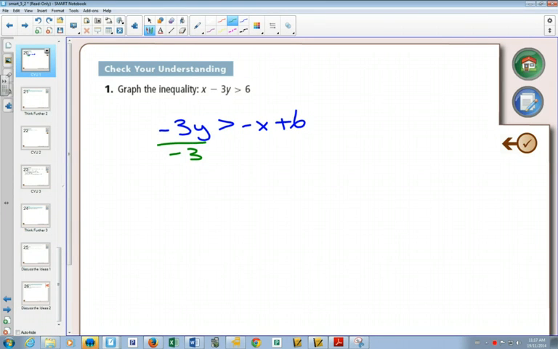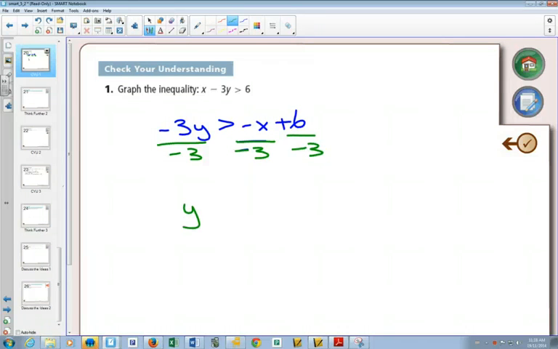I got negative 3y greater than 6 minus x, or minus x plus 6, would be the same thing. Just depends on where you put it. I put the minus x first just because it's more closely like y equals mx plus b. So now if I divide the whole right side by negative 3 as well, it's like dividing each of these things by negative 3. So in the end, I'm going to get y.